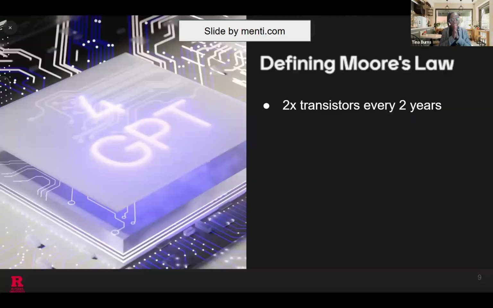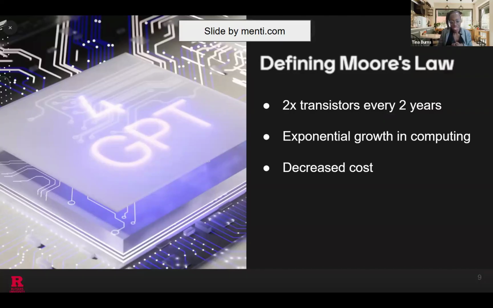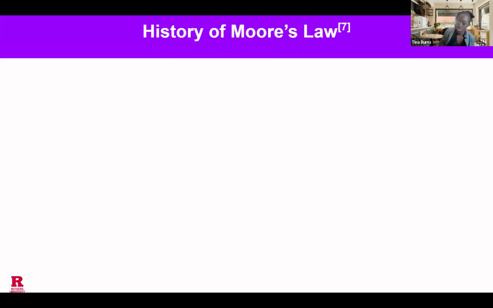He developed this back in the 60s, and he estimated that based on how computers were growing and enhancing, there would be a doubling of transistors on the chip each year. He also predicted that there would be exponential growth in computing. And as these components get smaller and smaller and the transistors increase, that means it has more ability, and there will be a decreased cost for these computers.